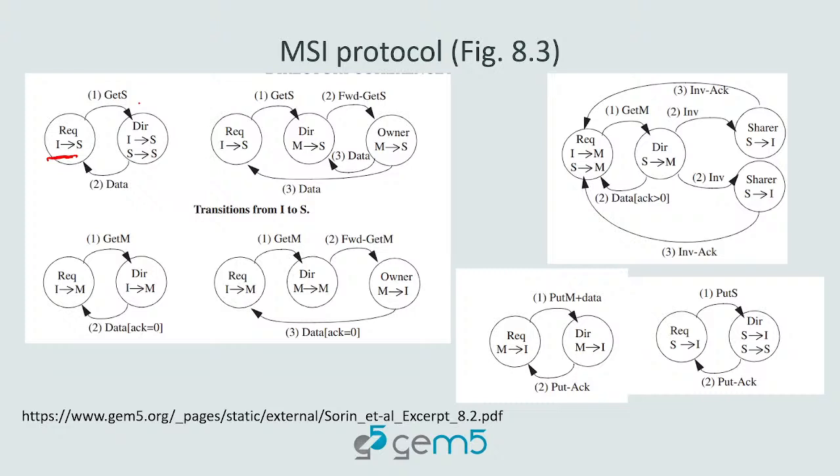Similarly, I guess I was a little bit wrong before: we send a forward GetS if we need to downgrade another cache. A GetM is a lot like a GetS, and a forward GetM also happens as well.